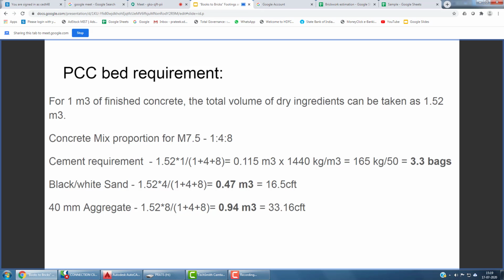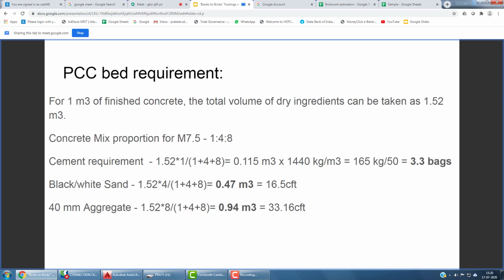In the same way, usually nowadays black sand is used. Black sand, I don't know how many of you have seen. If possible, I'll try to get you a photo next time. Black sand is used, and it is much cheaper than white sand, so we prefer to have black sand. It mixes well for 40 mm aggregate. So 1.52 into ratio of sand, 4 divided by 1 plus 4 plus 8, gives around 0.47 m cube.